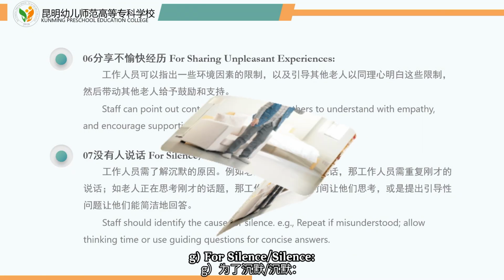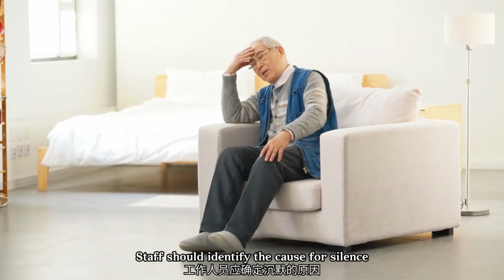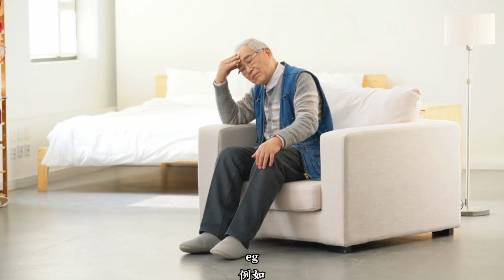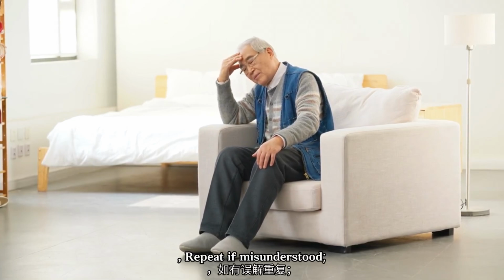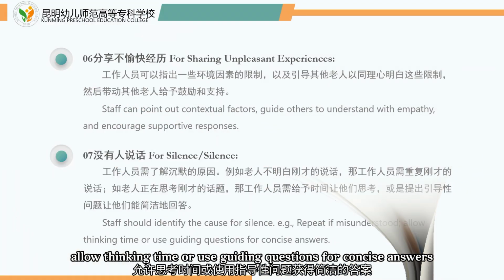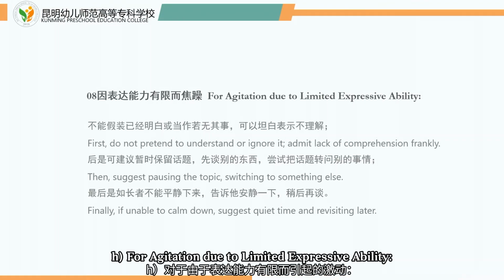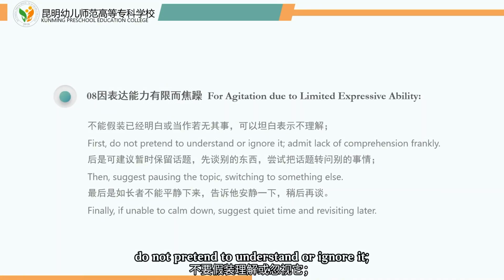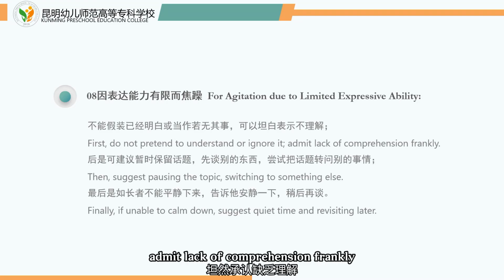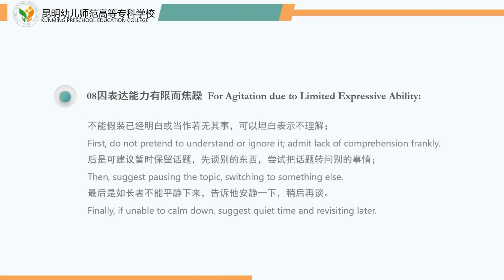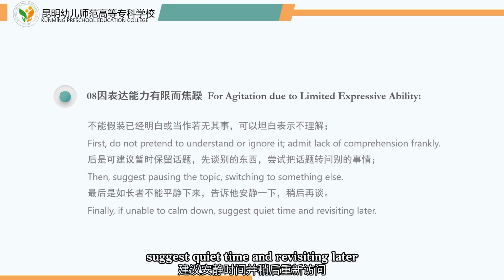G. For silence or lack of response. Staff should identify the cause for silence. For example, repeat if misunderstood, allow thinking time, or use guiding questions for concise answers. H. For agitation due to limited expressive ability. First, do not pretend to understand or ignore it. Admit lack of comprehension frankly. Then, suggest pausing the topic, switching to something else. Finally, if unable to calm down, suggest quiet time and revisiting later.